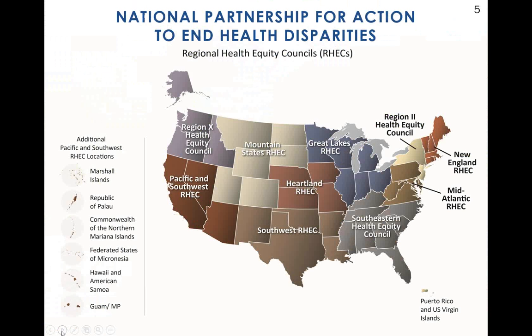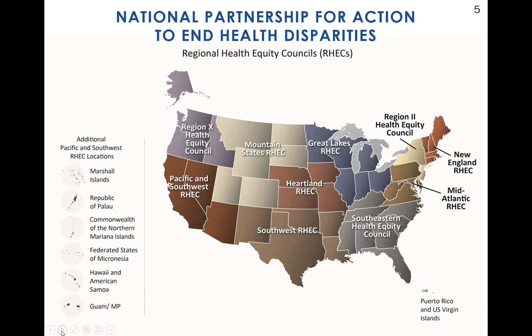Because enrollment was a little slow among racial and ethnic minority communities early in the first open enrollment season, a number of groups concerned about equitable implementation of the Affordable Care Act began conducting grassroots outreach to raise community awareness about the Act's provisions. These groups included the Regional Health Equity Councils of the National Partnership for Action to End Health Disparities, otherwise known as the NPA.